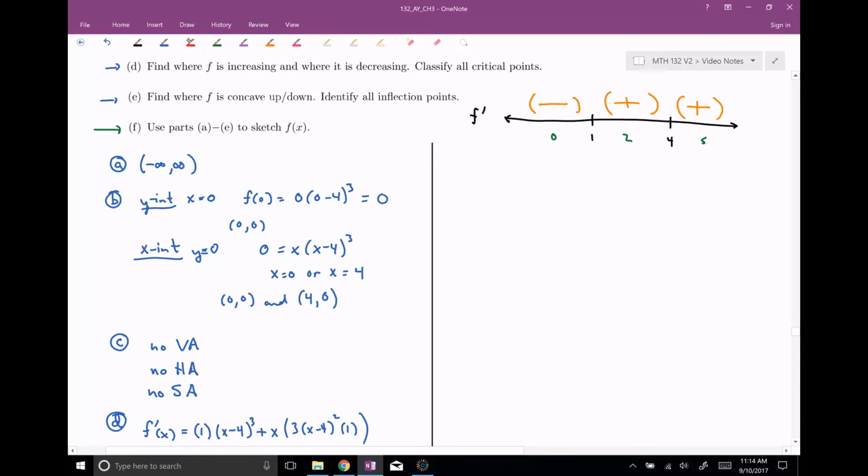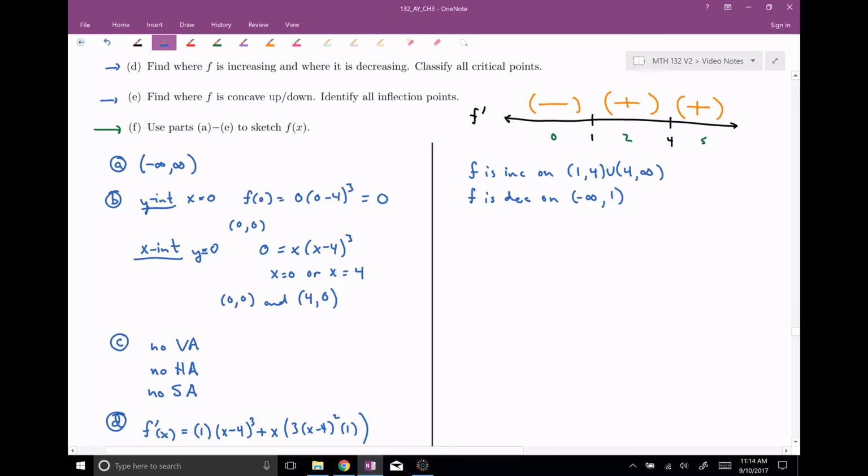And so again, in part D, we want to answer where is it increasing, where is it decreasing, and then classify those critical points. All right, so f is increasing on 1 to 4, and then again from 4 to infinity. f is decreasing on negative infinity all the way up until 1.